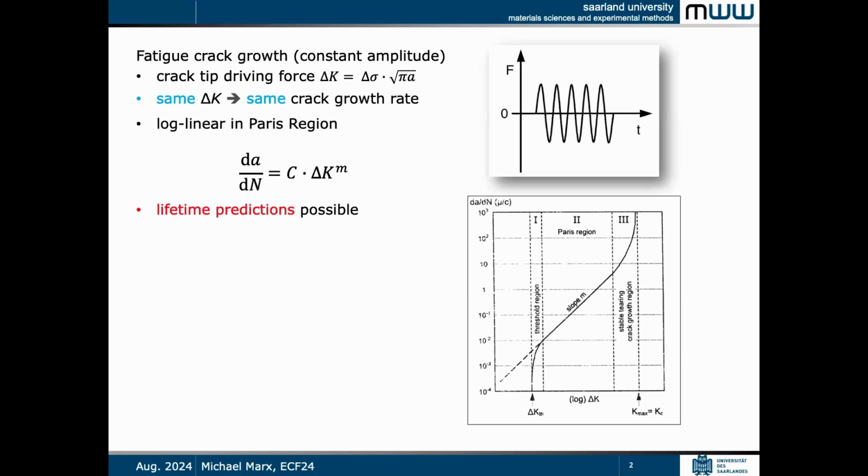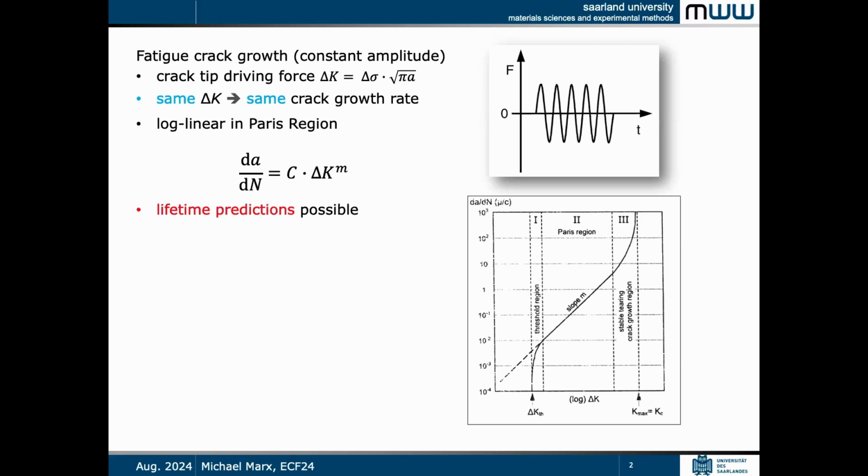If we are measuring the da over dN diagrams for lifetime predictions, typically we do this with constant amplitude loading, then it looks very smooth like this. And here we have the Paris regime, and with the Paris equation, we can calculate the lifetime till failure, at least for long cracks.